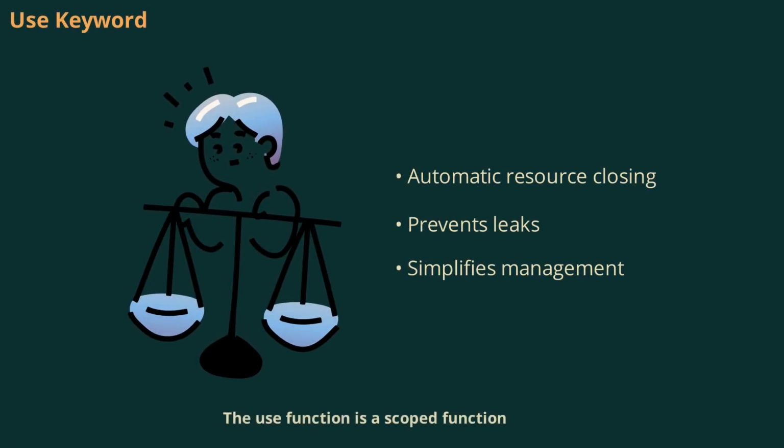The use function is a scoped function designed for working with closable resources like files, streams, or database connections. It ensures that the resource is closed automatically after the block of code is executed, even if an exception occurs. This prevents resource leaks and simplifies resource management. Using use is essential for safe and efficient handling of resources in Android development.